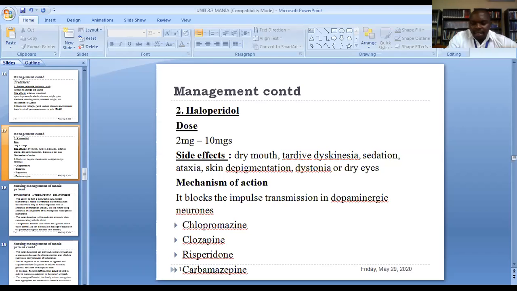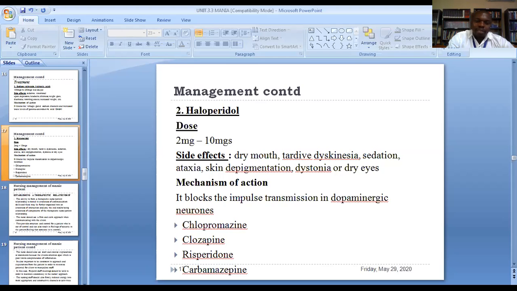The other drug which has been listed, one can use on someone with mania is chlorpromazine. Chlorpromazine is actually also a typical antipsychotic drug, which belongs to the phenothiazines group. It also has side effects, just to mention a few: drowsiness, dizziness, and dry mouth.